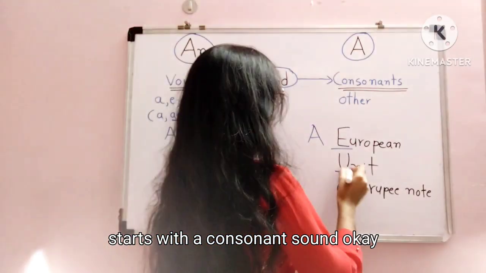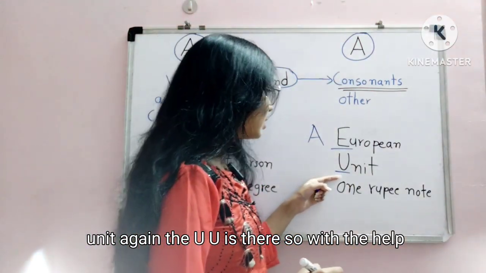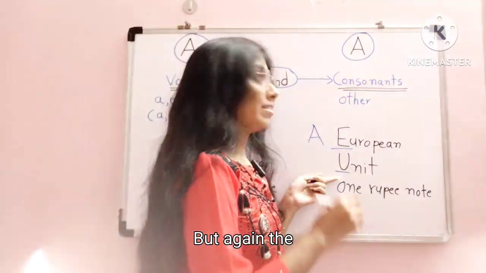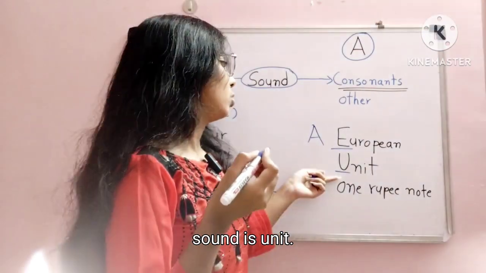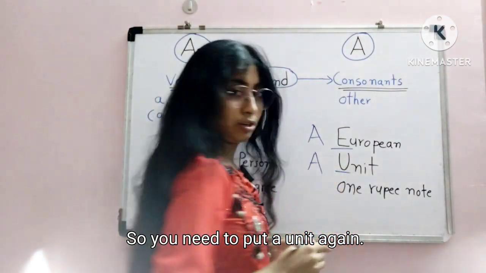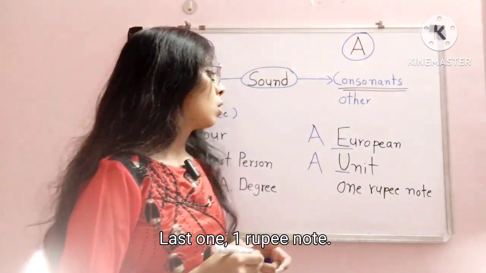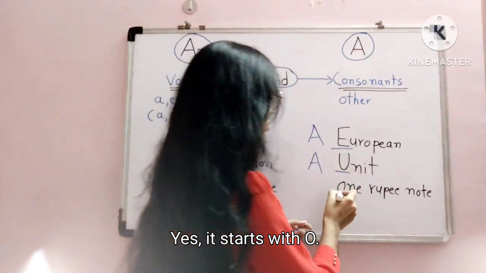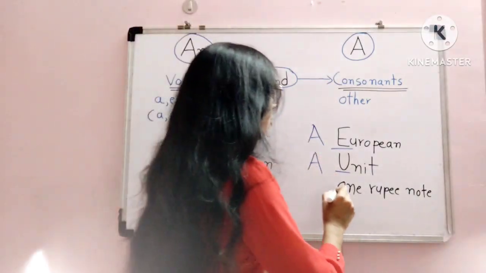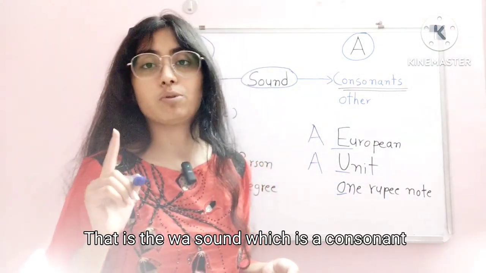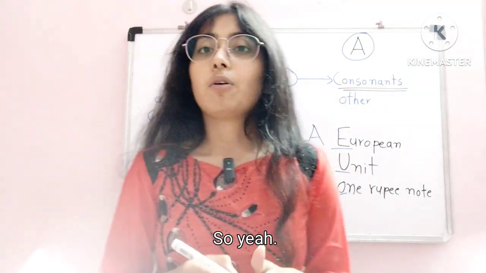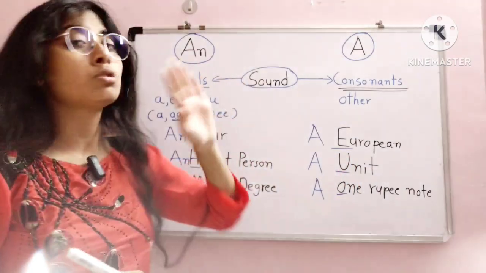Okay. Unit. Again, the U is there. So with the help of the last rule, you'll put an here. But again, the sound is yu-nit. So you need to put a unit. Right. Last one, 1 rupee note. Yes, it starts with O. So with the help of the last rule, you'll put an, but that's wrong. We all know it now. 1 rupee note. There is a W sound, which is a consonant sound. So you need to put a 1 rupee note. So all I want to say is we need to focus on sounds, not the letters.